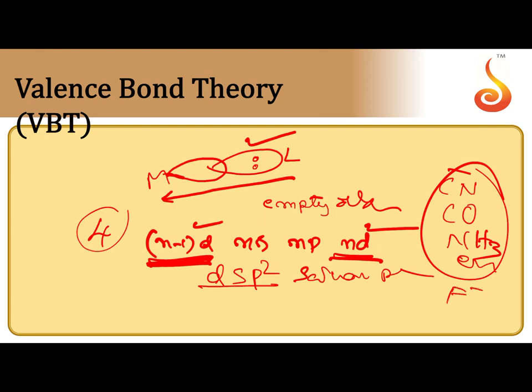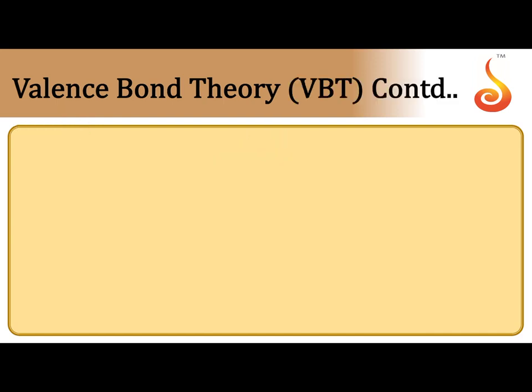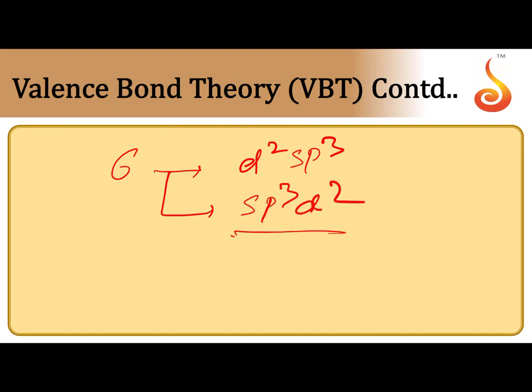If a weak field ligand like F minus is approaching, the ns orbital and 3 p orbitals only are involved in the hybridization, so sp3 hybridization takes place. The shape of the complex is tetrahedral and the bond angle is 109 degrees 28 minutes. If the coordination number is 6, the type of hybridization may be d2sp3, an inner d orbital complex, or sp3d2, an outer d orbital complex. The shape becomes octahedral.